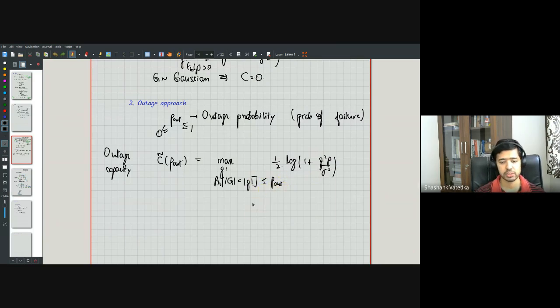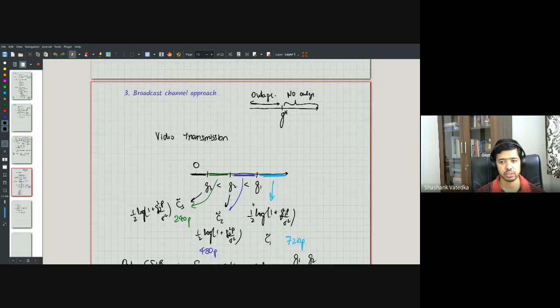All right, so this is another approach, and then we also saw a different approach, which I call the broadcast channel approach, which is similar to the outage probability approach, maybe a generalization of it, wherein you now demand that it's okay if not all of the bits go through, but you want to make sure that even if the channel coefficient is a little bit smaller, you get some information through, right?